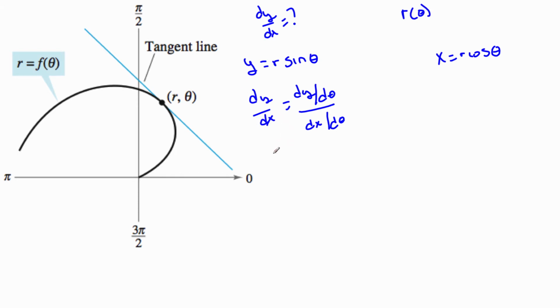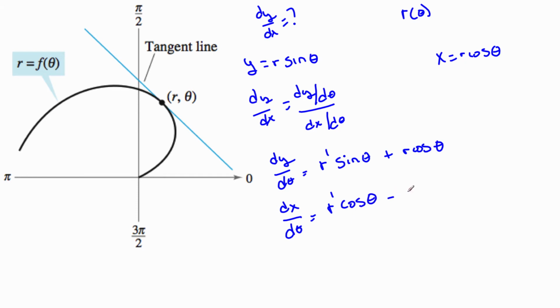So let's find dy/d theta. I have to use a product rule. So this is r prime sine of theta plus r cosine theta. And dx/d theta is r prime cosine of theta minus r sine of theta. Okay, the r's aren't constant, so those don't go away. So this product rule shows us that this ratio isn't going to be something nice and simple.